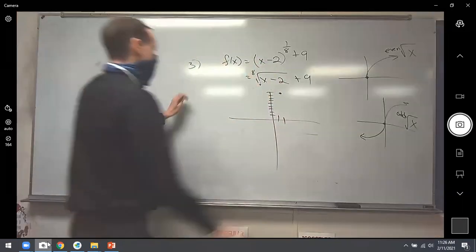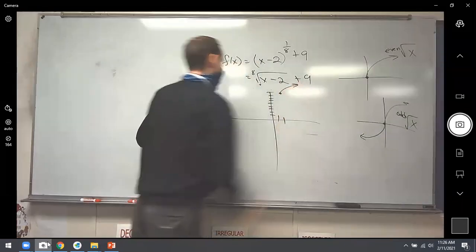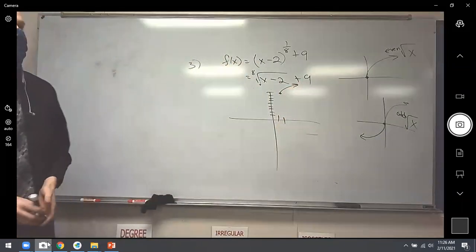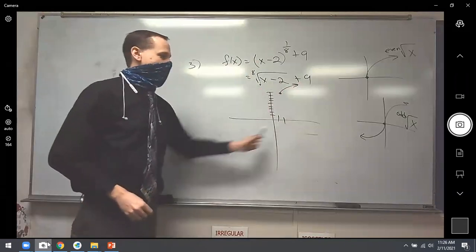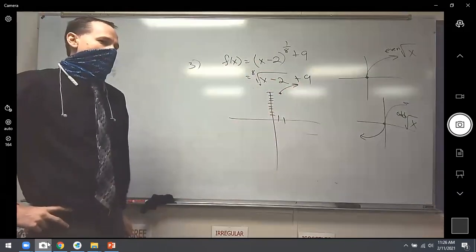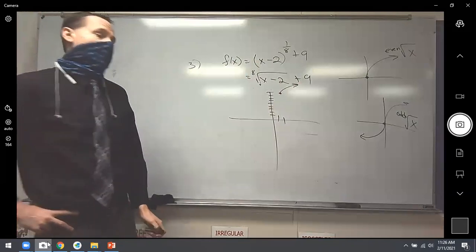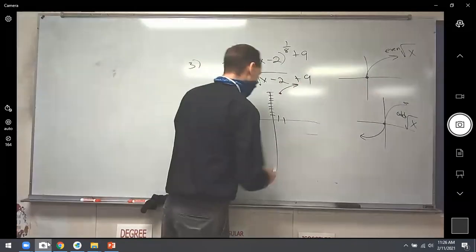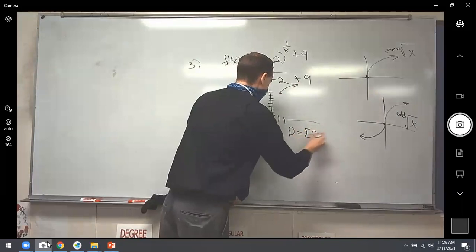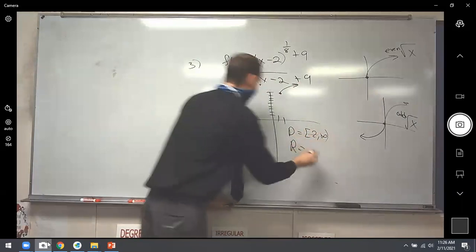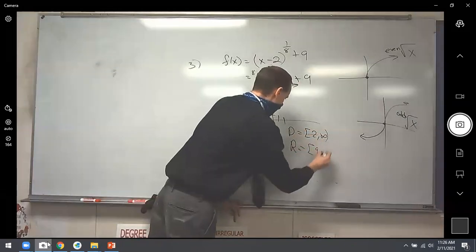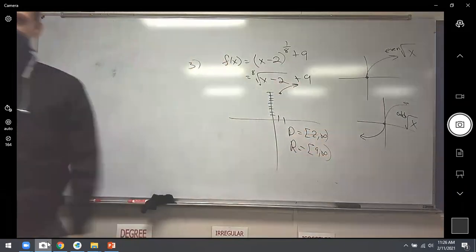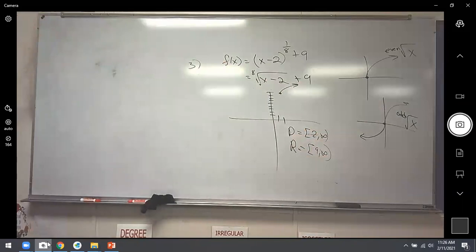No stretches or shifts or anything weird. So it's just going to open up in the normal fashion. 2 over, 9 up. 2, 9. And then just looking at it, the domain clearly is from 2 to infinity. And the range is from 9 up to infinity. And we're done. So that was all that you need to know about graphing roots.